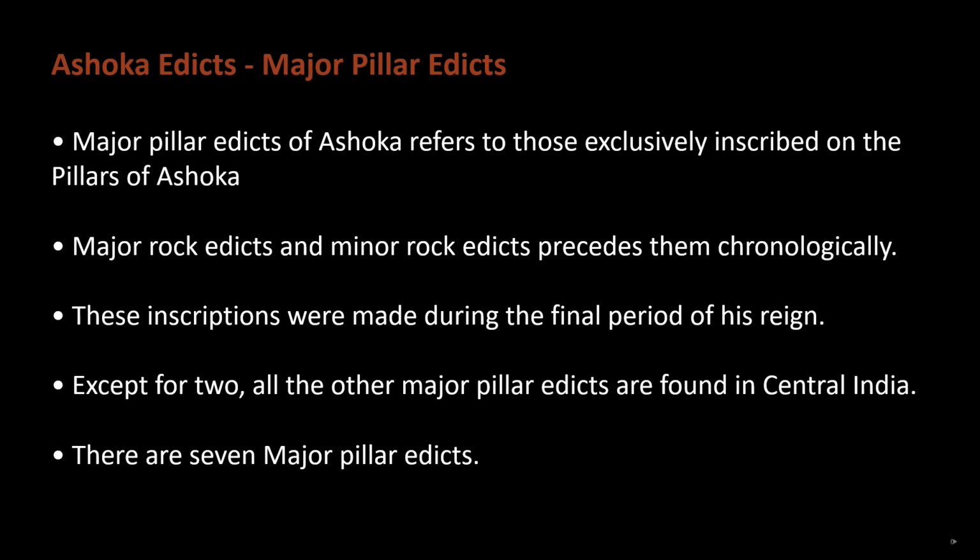Ashoka Edicts, Major Pillar Edicts. Major Pillar Edicts of Ashoka refers to those exclusively inscribed on the Pillars of Ashoka. Major Rock Edicts and Minor Rock Edicts precede them chronologically. These inscriptions were made during the final period of his reign. Except for 2, all the other major pillar edicts are found in central India. There are 7 major pillar edicts.